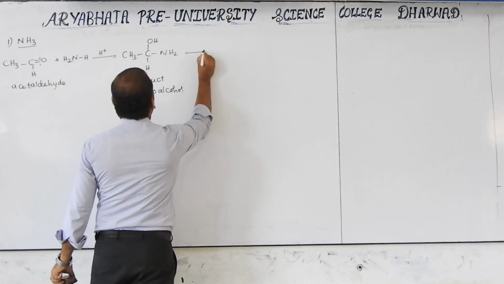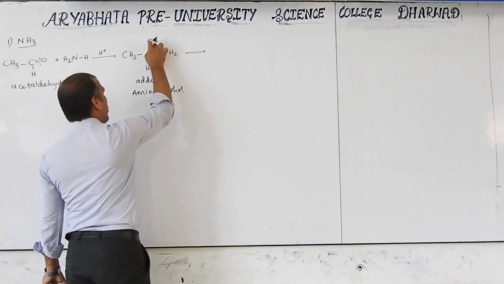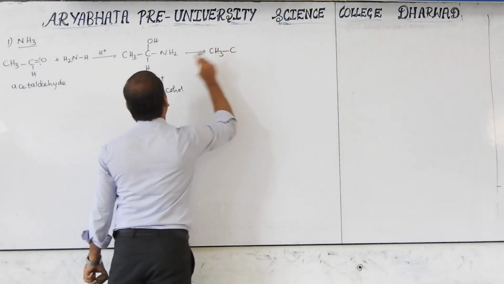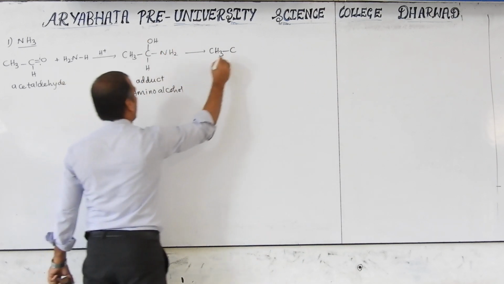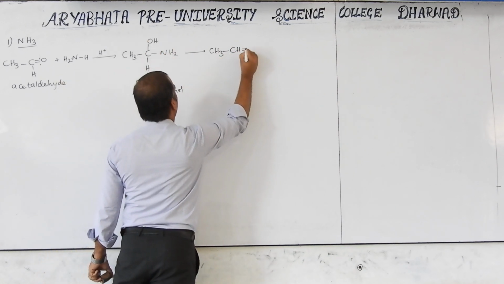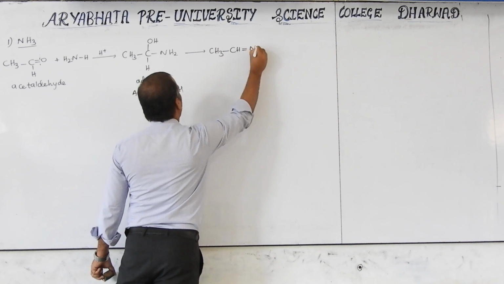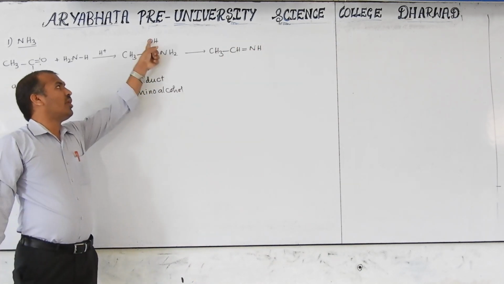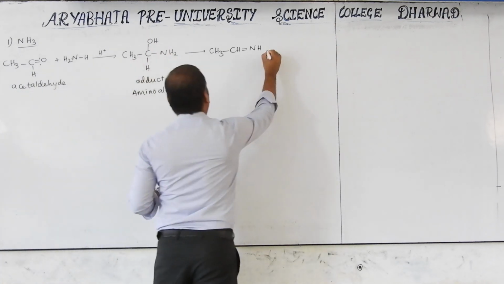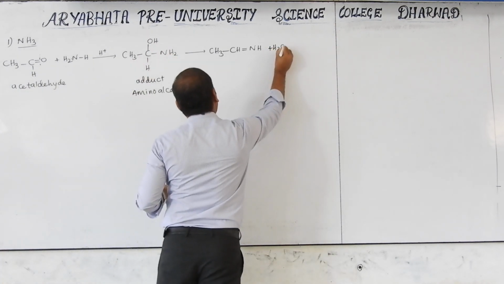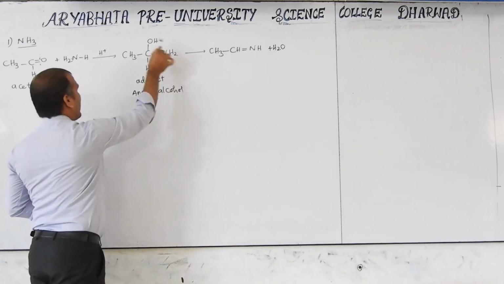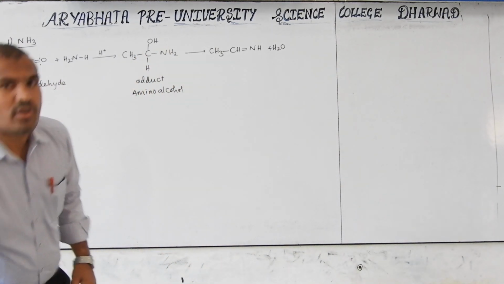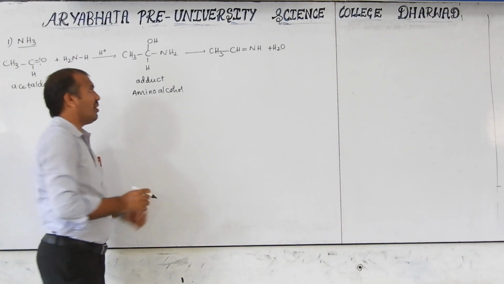Then later it loses a water molecule, OH and one H. Then CH3 C, this OH lost, then here H double bond and NH. This I gave in the last class: OH and one H, then a water molecule lost. Generally this adduct is a little bit unstable. Immediately it may lose a water molecule or it may polymerize.